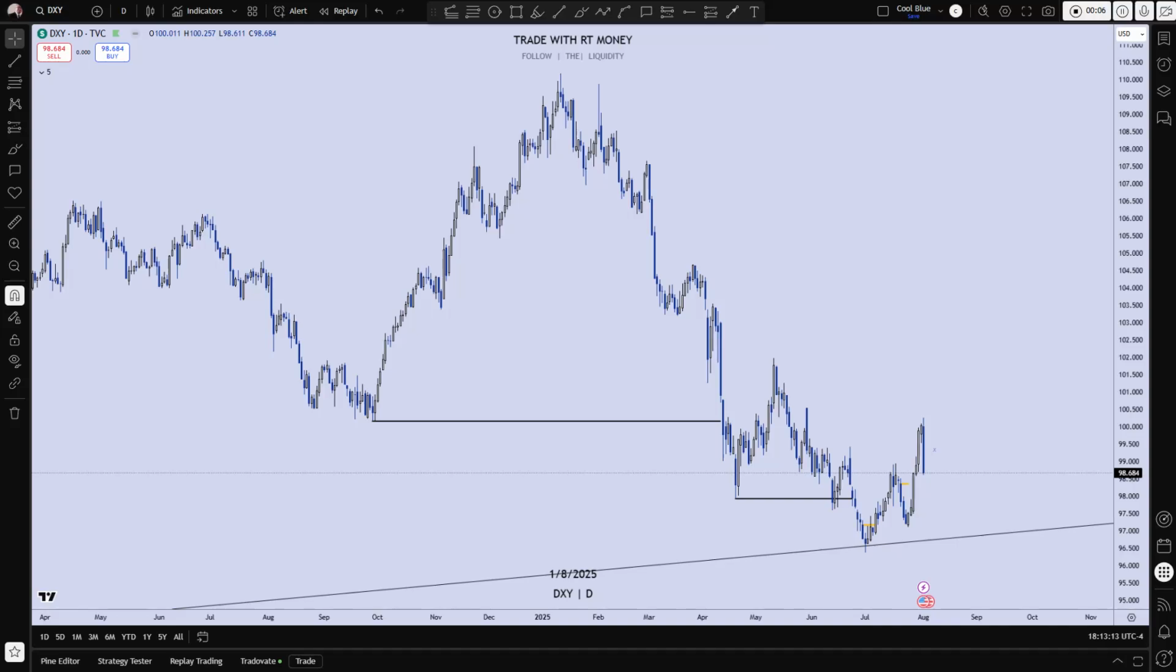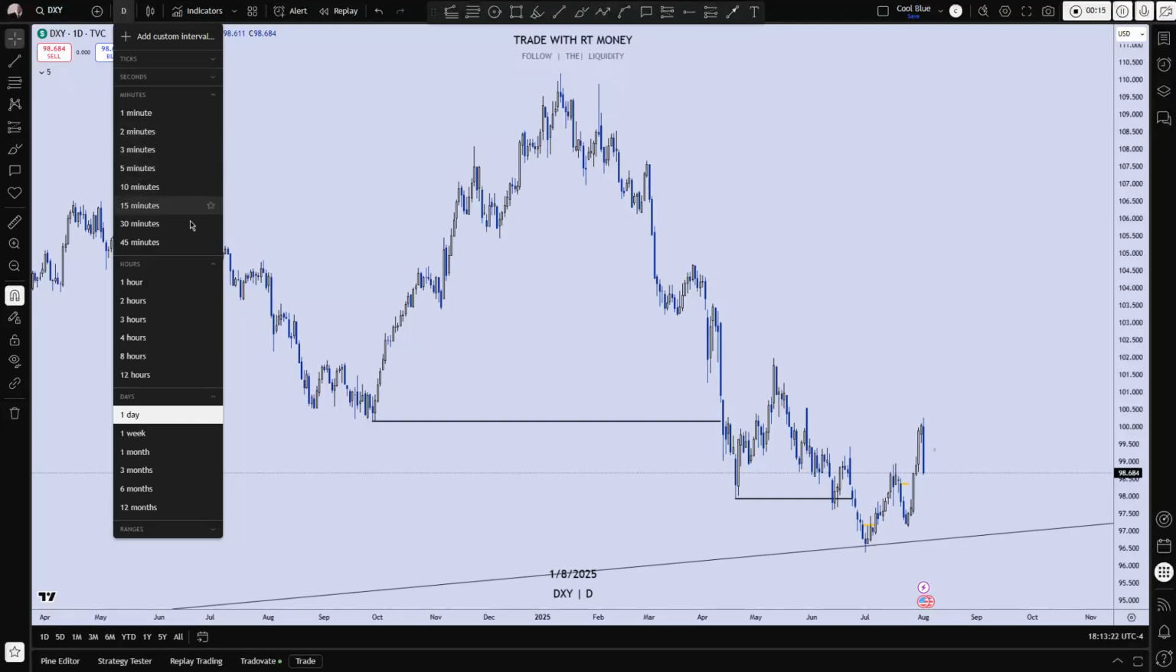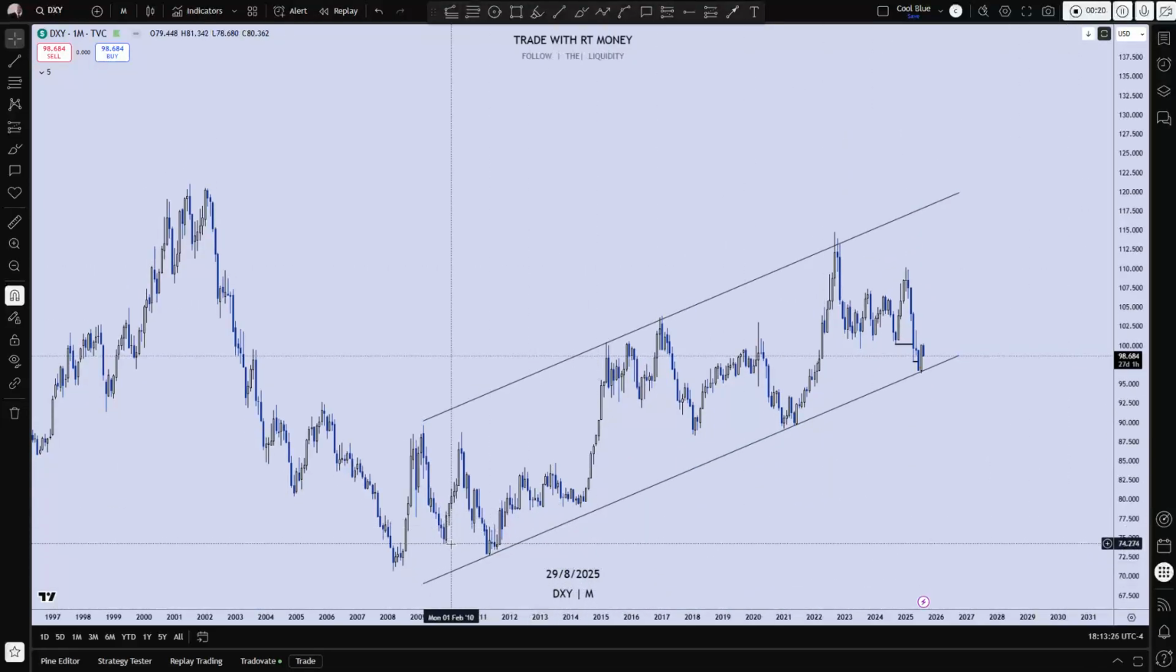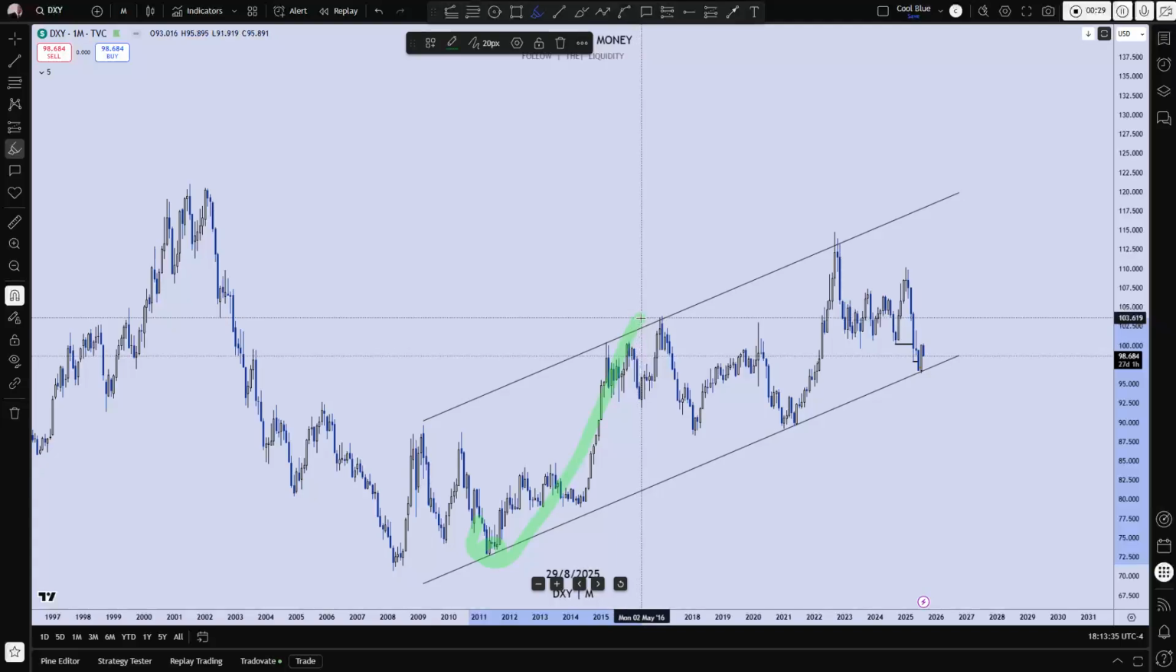We are looking at the US dollar index. First thing, let's go to the top. Let's take out the monthly real quick. Now, I've been talking about this ascending channel and how the price is making higher highs, higher lows. And here we come back to the support side, the support line of the ascending channel.